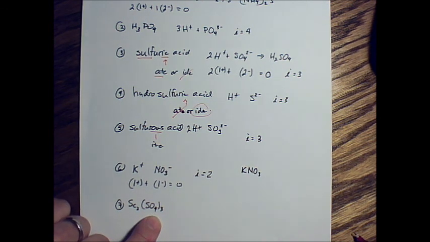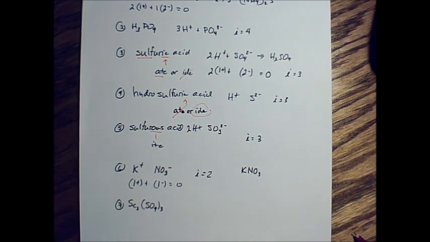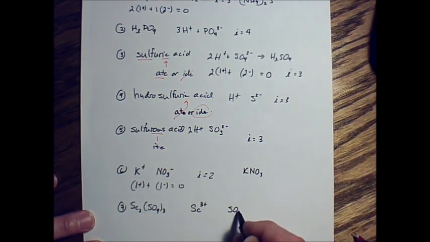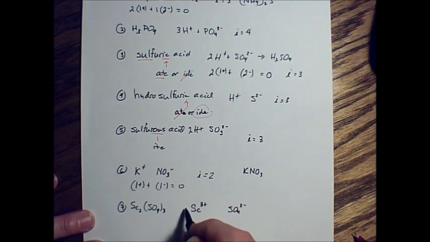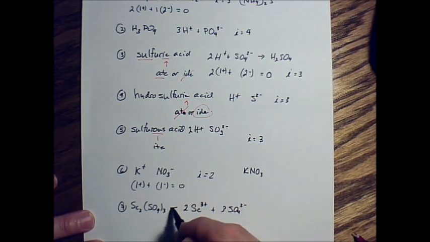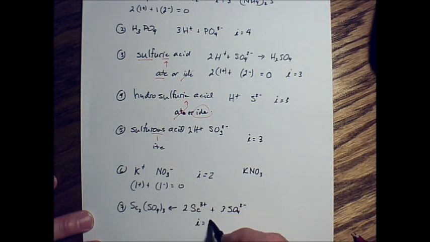Now, if you don't quite grasp that idea, go back and look at the charges, break it up, and build a formula. Zach, stand up. Scandium has a 3 plus charge. Sulfate has a 2 negative charge. We've got 2 scandiums and 3 sulfates to make that formula. Okay? That's a total of 2 and 3 or i equals 5.